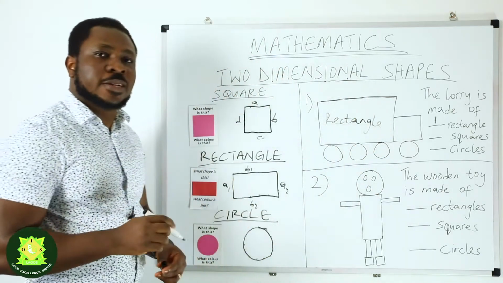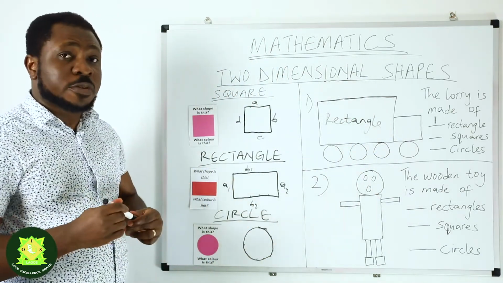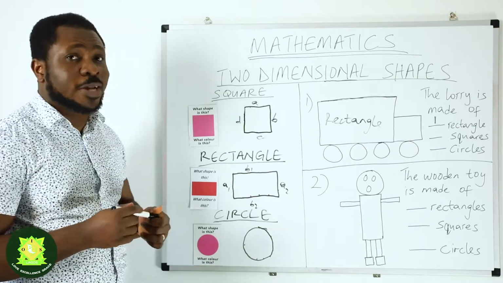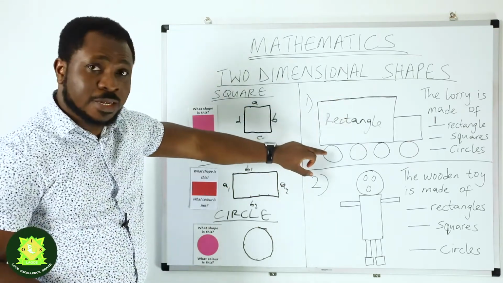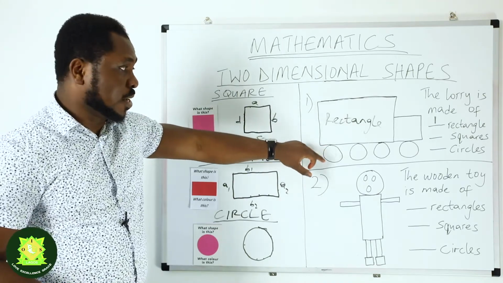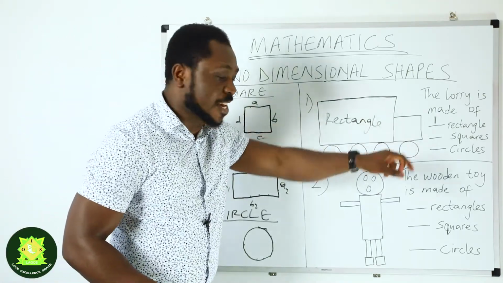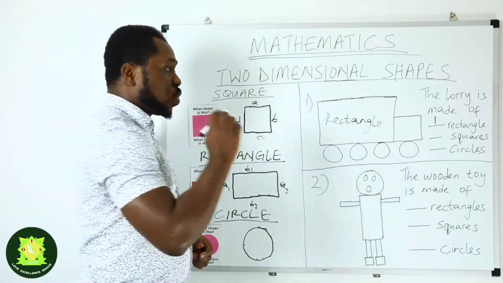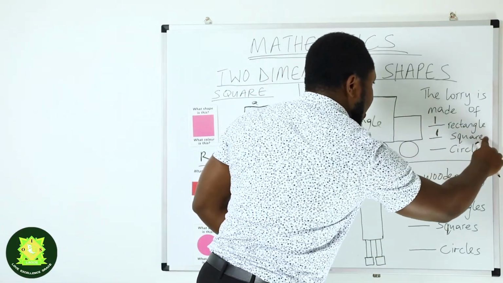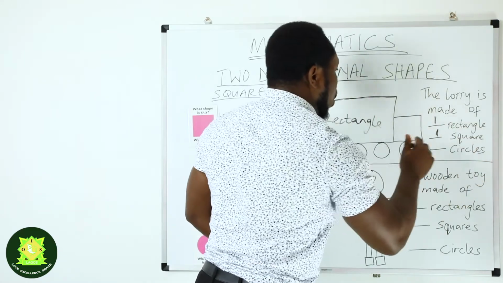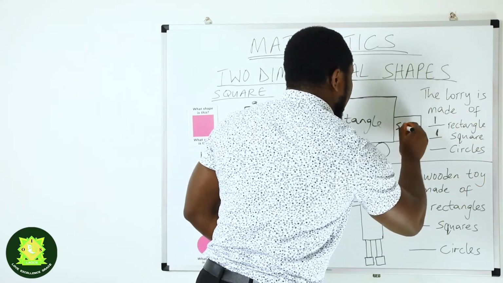So how many squares do we have on the board? Of course, this is a rectangle. Is this a square? No, this is a circle. Is this a square? Yes, this is a square. So we've got one square on the board. I'll just clean this also because we have one square, and we'll label it square.